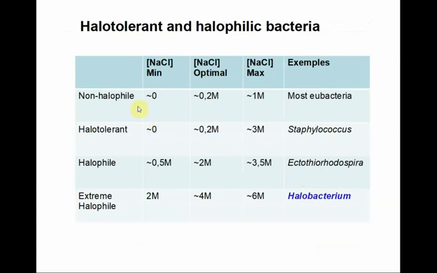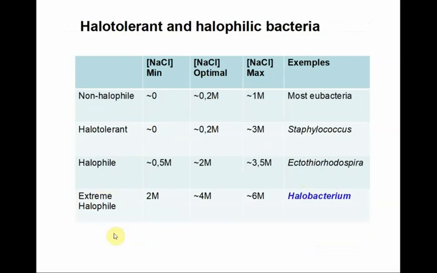Now, I've looked for a word to describe these bacteria. For temperature, you've got mesophilic bacteria, bacteria that like to grow between 20 and 40 degrees. For pH, neutrophilic bacteria. But for bacteria that like to grow with normal salt conditions, I didn't really find a word in the biochemical textbook or online. So I'm just calling them non-halophiles, all right? And then after that, you've got halotolerant, halophilic, and extreme halophiles, all right?